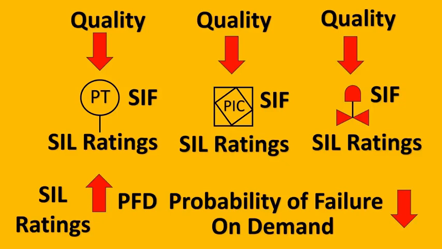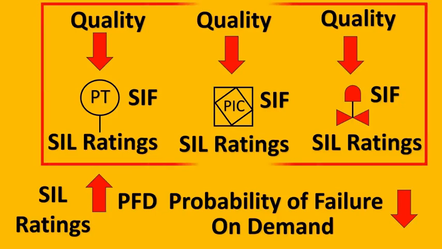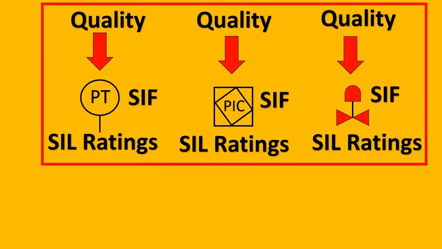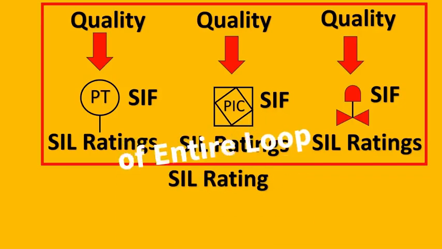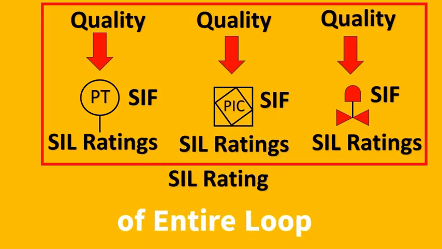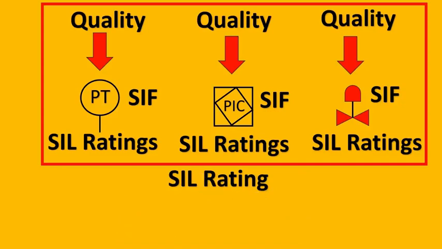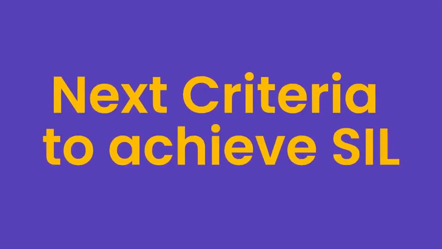So depending on how the SIL rating is required, we have the SIL rating for individual components. Then the SIL rating of the entire loop is calculated based on the individual SIL. So if you have a PT having SIL 3 but your control valve is not SIL 3, then your entire loop cannot be SIL 3.